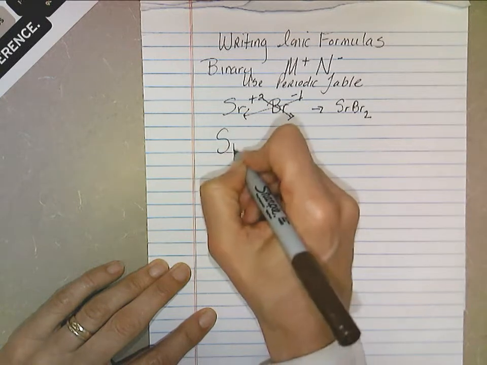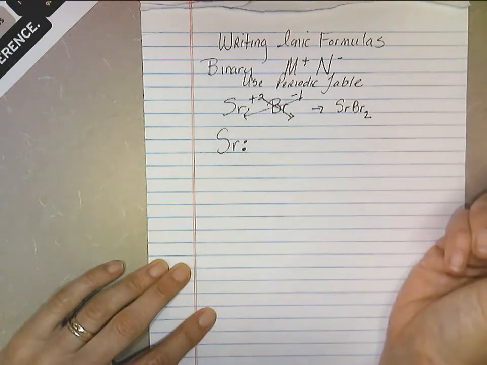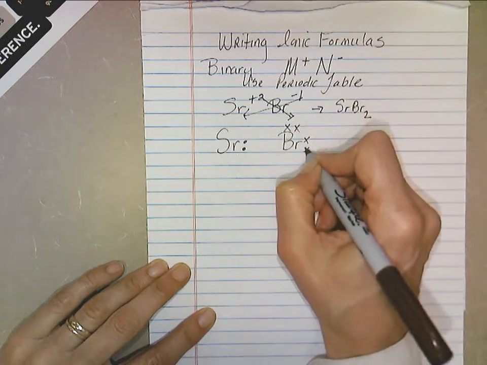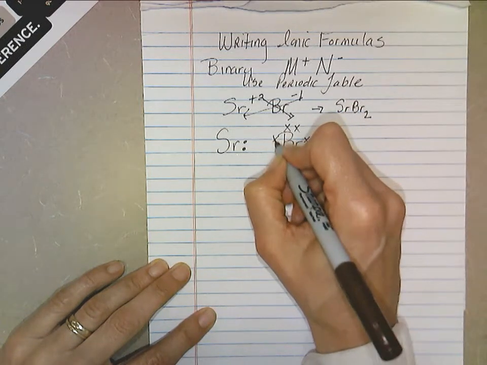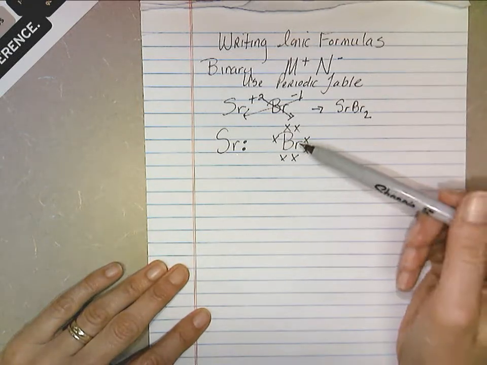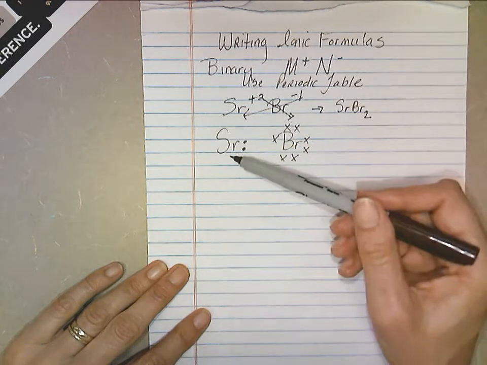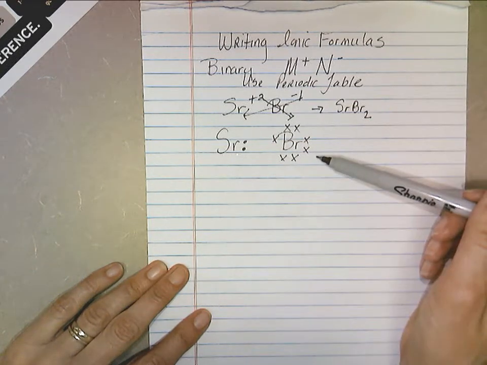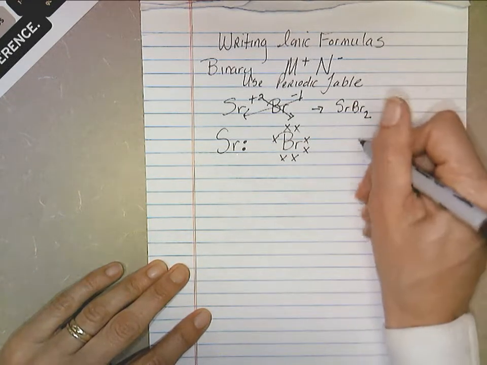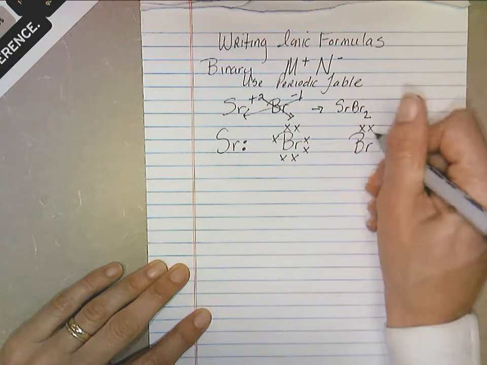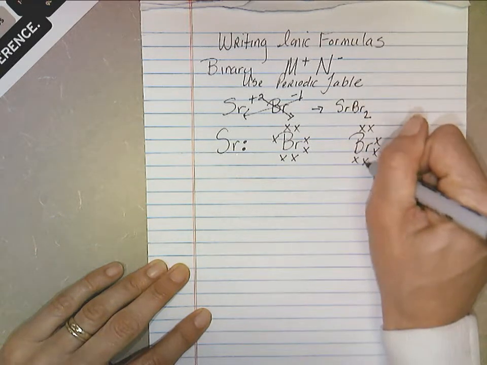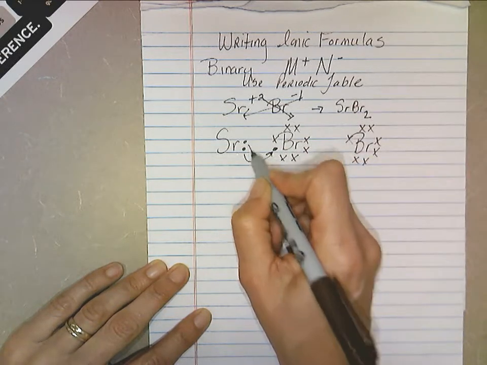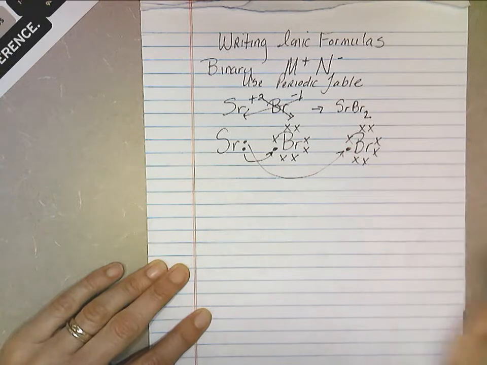In reality, strontium has 2 valence electrons. Bromine has 7. So bromine wants just one electron. Strontium will not give just one away. Strontium will give both away or none away. So bromine has to bring a buddy. So therefore, one goes to the first one, the other goes to the second one.